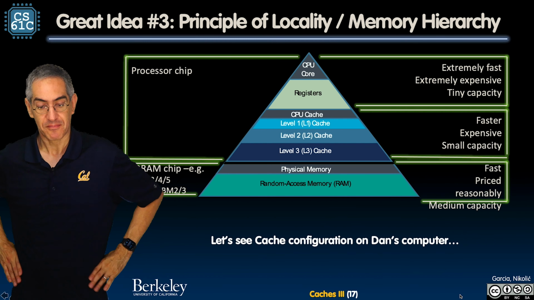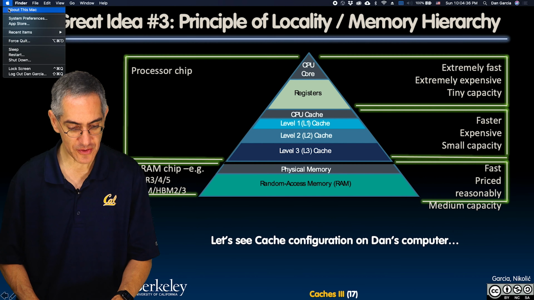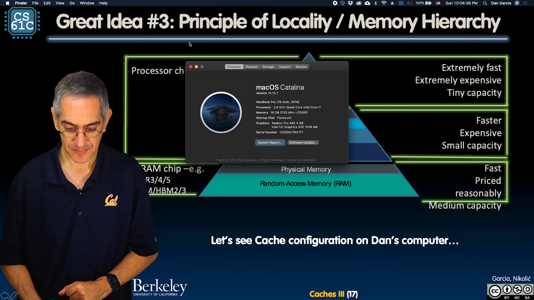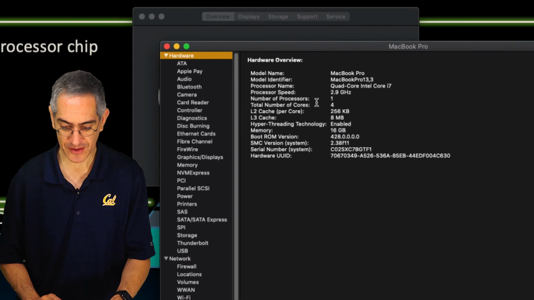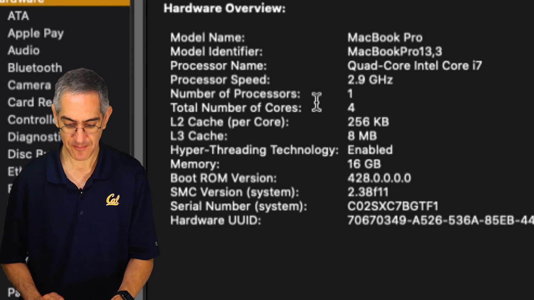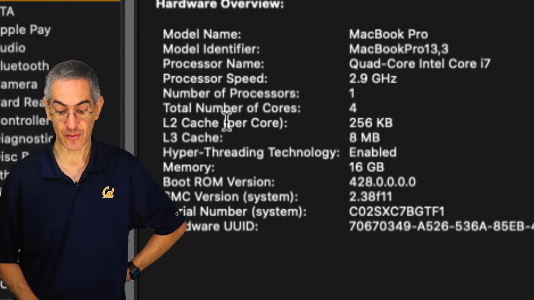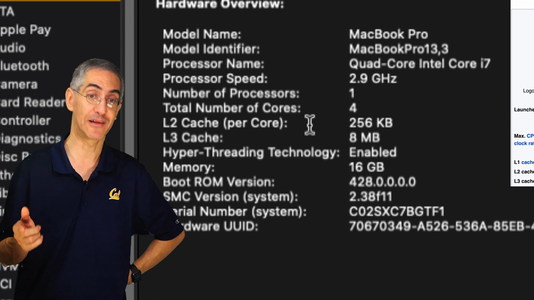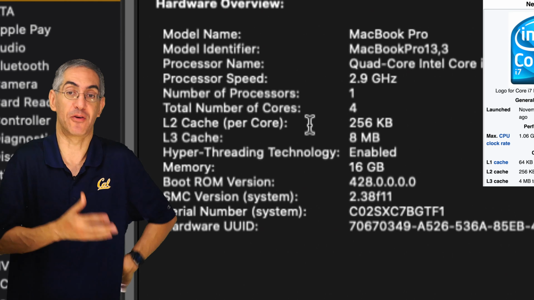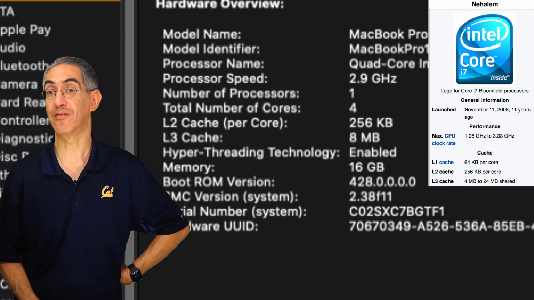So let's see. L1, L2, L3. The parameters on my computer, about this Mac. Here we go. System report. Can you see this picture? What does it say? It says I've got a level 2 cache per core. It doesn't say what my level 1 cache is, but clearly there is a level 1 cache. It just doesn't say it. It's part of the internal CPU. It's not even showing that number. But we can look at the i7 specs to see that.